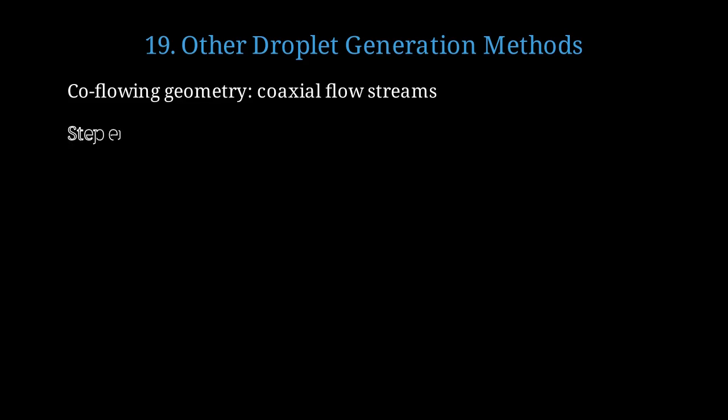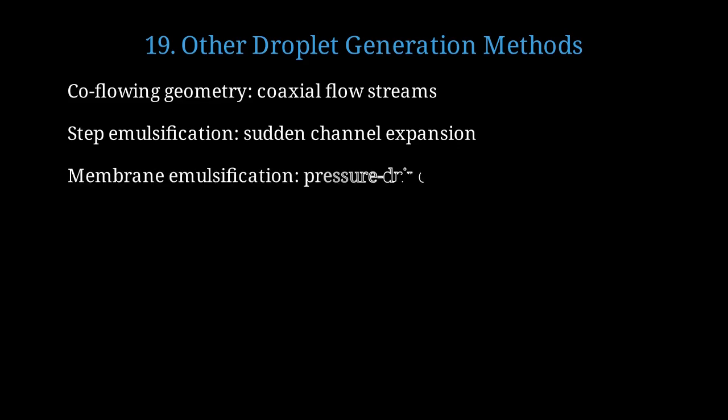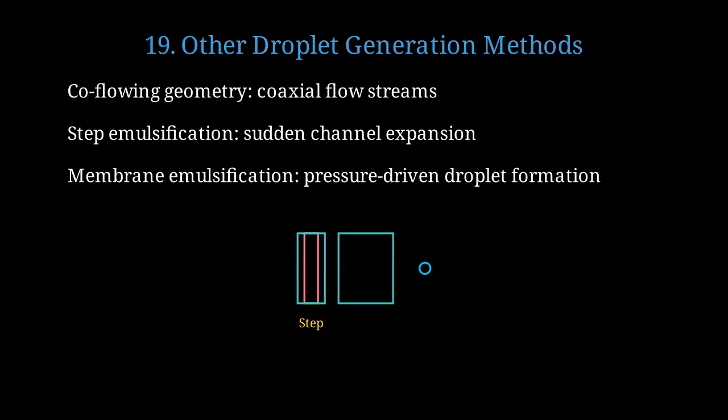Beyond flow focusing and T-junctions, other methods exist for droplet generation. Co-flowing geometry uses coaxial flow streams, where the dispersed phase flows inside the continuous phase. Step emulsification uses sudden channel expansion to spontaneously generate droplets. Membrane emulsification forces the dispersed phase through membrane pores under controlled pressure. In step emulsification, the sudden widening of the channel causes spontaneous droplet detachment.